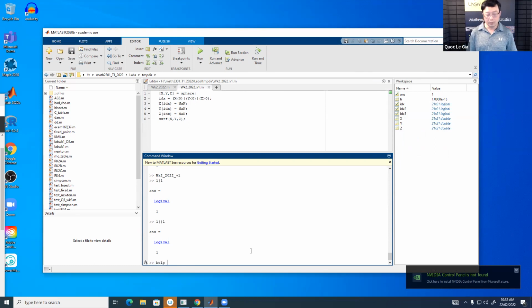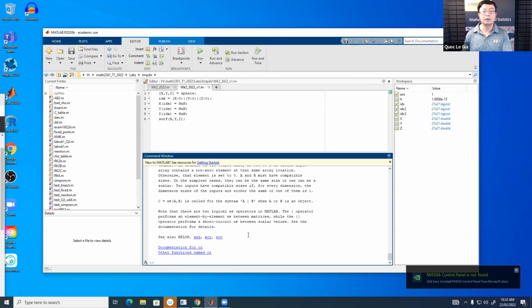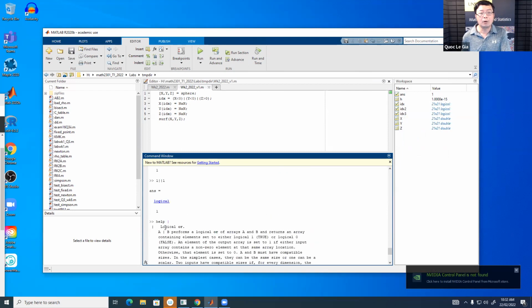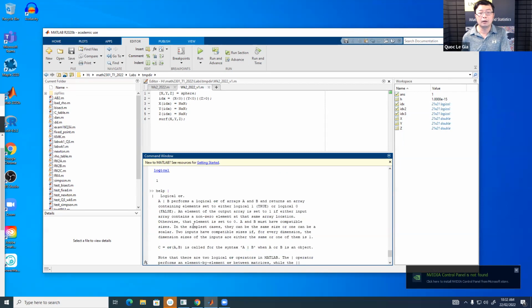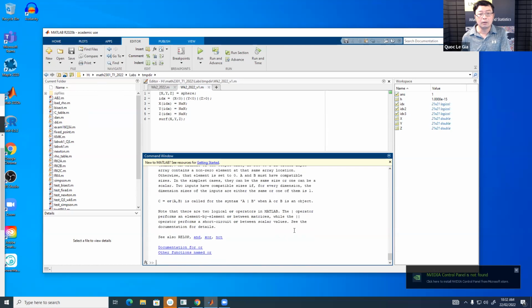It's the logical OR, okay? And I think the double vertical can perform the OR between scalar values as well, okay? So we don't have to do this. I think you don't need that, yeah? So any question about this one? Everything is okay, yeah?